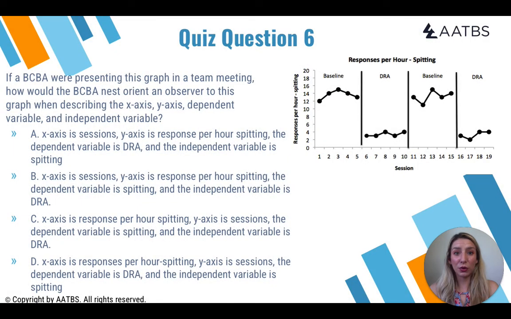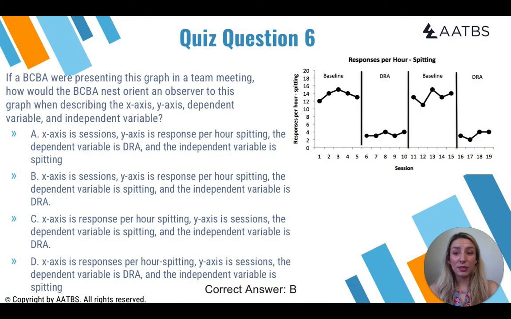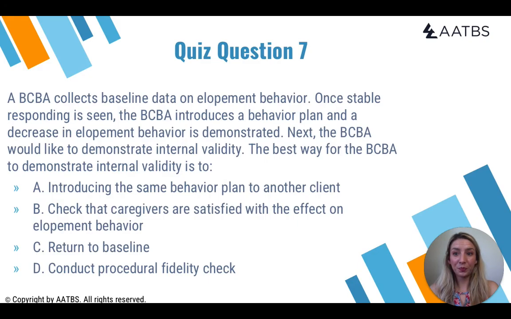So what do we think for question 6? What is the most accurate way to describe this graph? Answer A, B, C, or D. What did you guys get? Ready? The correct answer is B. The x-axis is sessions, the y-axis is responses per hour spitting, the dependent variable is spitting, and the independent variable is the DRA.